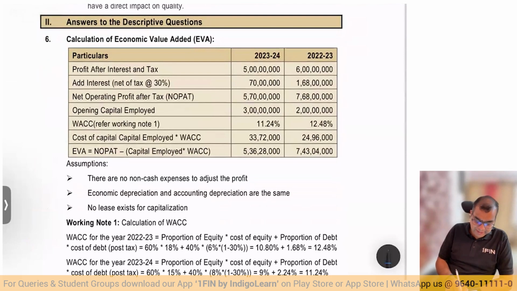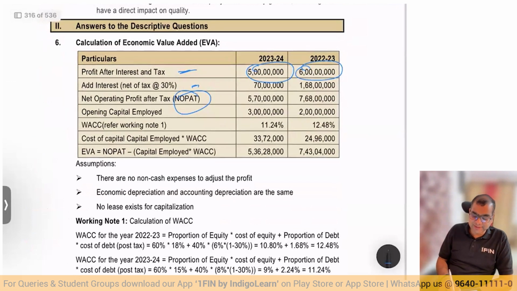What is EVA? PAT, and you add back interest, which is net operating profit after tax. And interest also is net of tax. Don't directly add interest. Interest into 1 minus tax rate. So you get in 23-24, it was 5 crores. Then it improved from 6 crores. It was 6 crores in the previous year. It improved to 5 crores in the current year. You add back the tax, you get NOPAT.